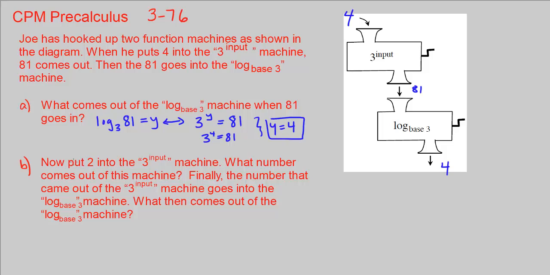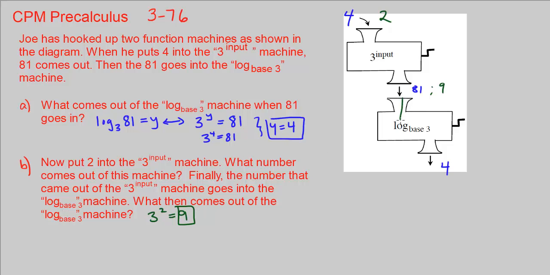So now we're going to do something different. Let's put 2 into the first machine. So let's use green. I'm going to start with 2. What number comes out of this machine? We know what comes out of the machine is 3 to the power of the input, which is 3 to the power of 2. 3 to the power of 2 is 3 squared, which is 9. So that's the first part of part B: what number comes out of the machine? 9 comes out.